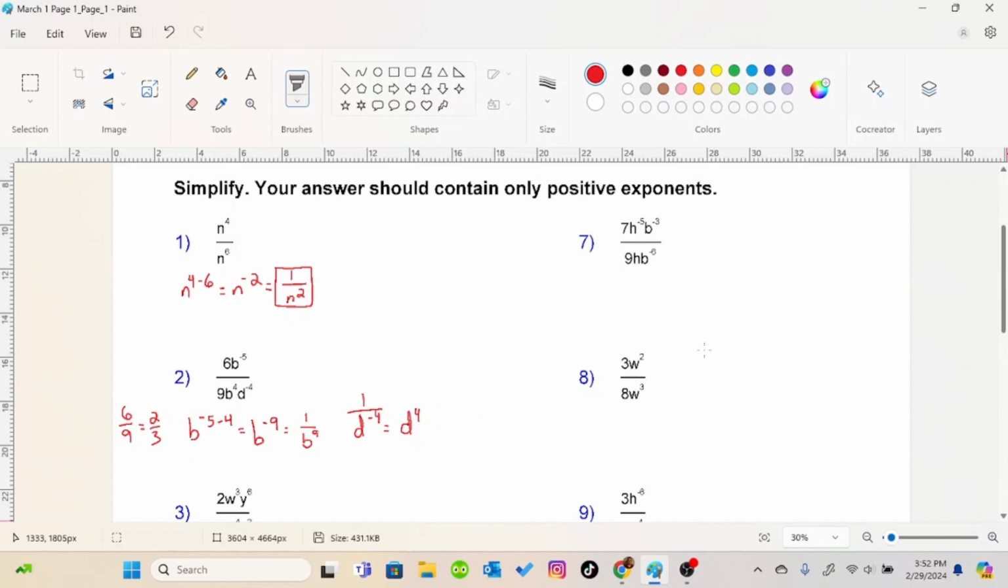And now we're going to take all these individual parts and put them back together. So we have 2 on top and 3 on the bottom. My b to the power of 9 is going to be on the bottom with the 3. And my d to the power of 4 is going to be on top with the 2. So my final answer is 2 times d to the power of 4 over 3 times b to the power of 9.